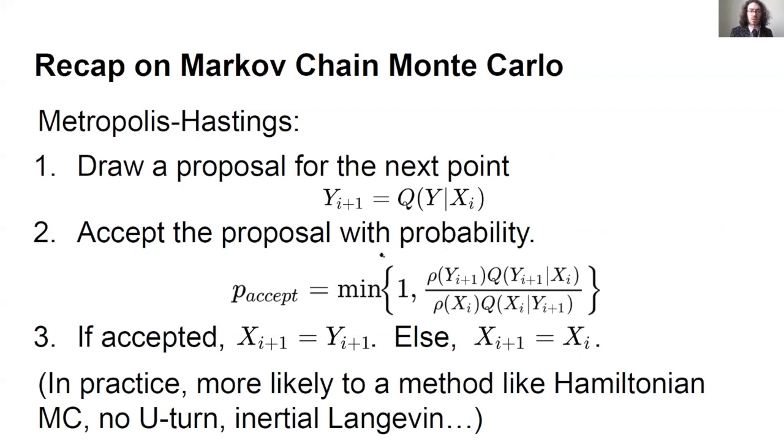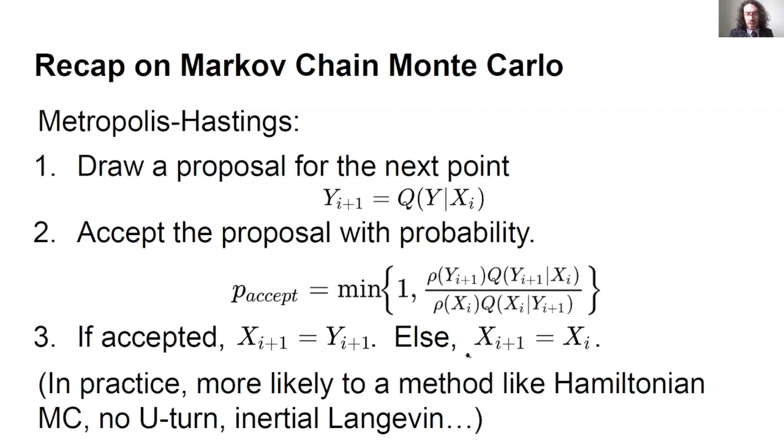accept the proposal with a probability which is 1 if this new point is more likely than x_i. And if it's not more likely, we have this ratio over here, which is a combination of the probability of us proposing that point, as well as the probability of that point from rho. And then if it's accepted, then we move to that point. Else, our next point is just the same point we're at. So this introduces the notion of a proposal density, Q, and also these acceptance probabilities.